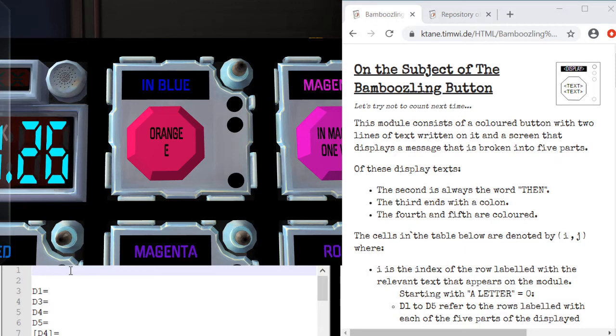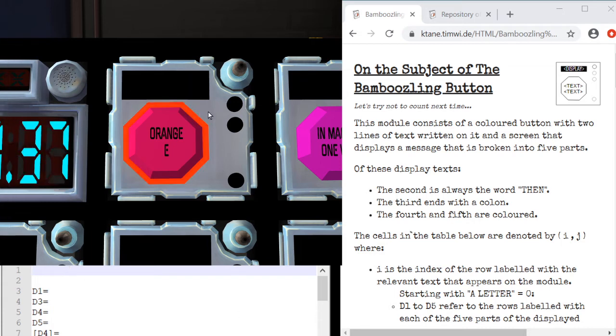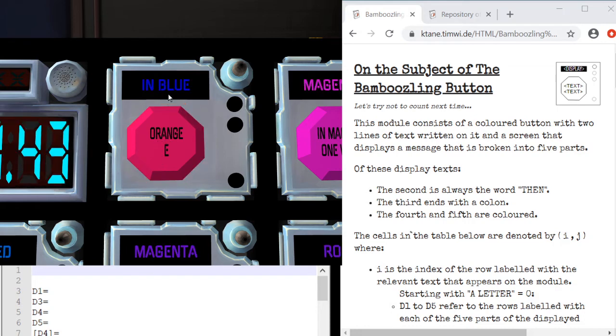This is an average Arceus, and this is a tutorial on Bamboozling Button. This module does not require any edge work, so let's get into it. This module contains an 8-sided button with 2 lines of text and a color, and a screen right above that cycles through 5 lines of text, 2 of which can be colored, and are.